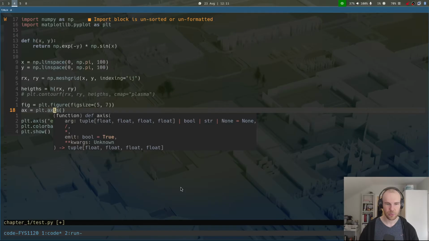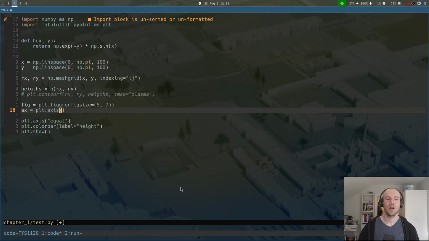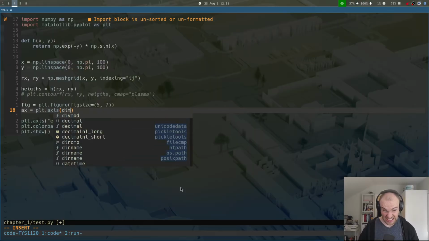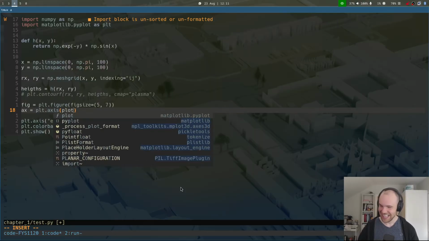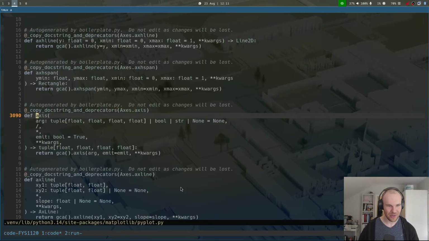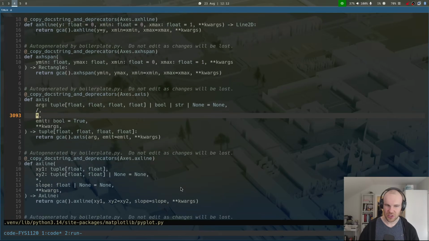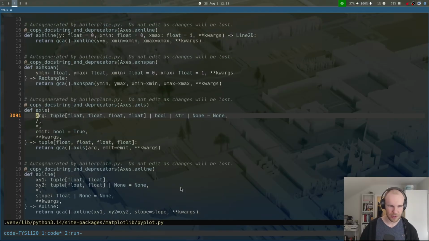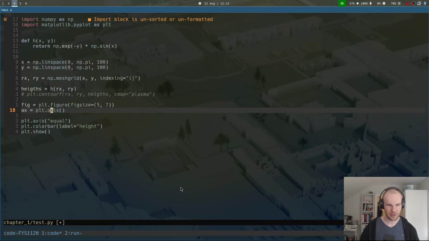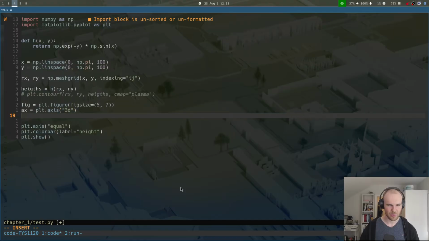Let's see. What was that argument again? Dimensions? No. Plots. What was that argument? Oh, it's some string, right? Maybe it's just that argument? But there's another argument here. I know it's an argument. Let's just try 3D and see if something happens. I know it's something like that. That should also be all right.